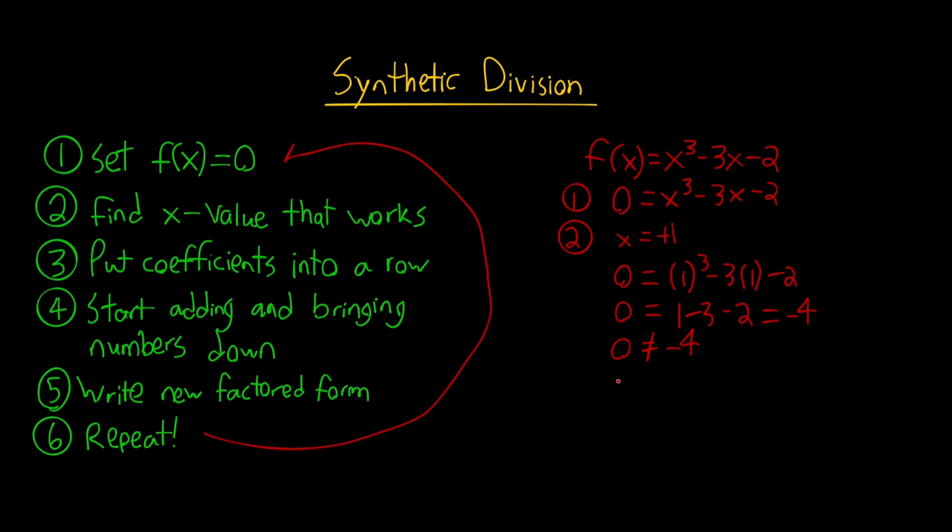But let's say that we try x is equal to negative 1. In this case, I'm going to get that 0 is equal to negative 1 cubed minus 3 times negative 1 minus 2. That's going to give me negative 1 plus 3, minus 2, or 3 minus 3, or 0. So I find that negative 1 does work in this equation right here.